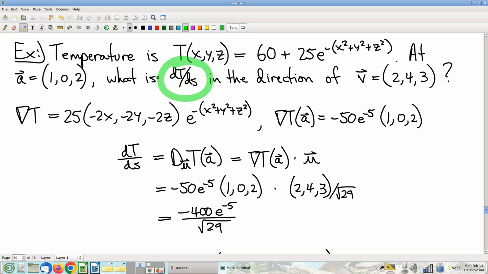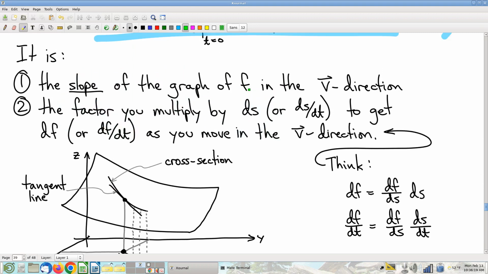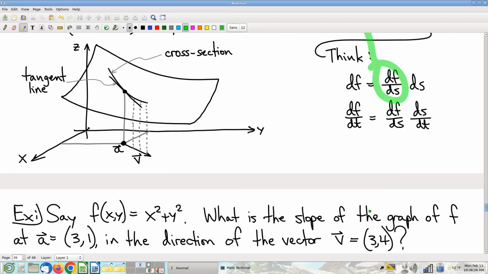Right? And again, I don't know how fast it's moving with respect to time. I haven't even decided how fast. I don't have a velocity vector. Who knows how fast I'm moving? So I can't begin to even ask the question of what's the rate of change of temperature with respect to time. But I can talk about rate of change with respect to distance. After all, that is the directional derivative. Again, refer you to the previous page. This is one of our interpretations of the directional derivative. It is df ds, rate of change with respect to distance.